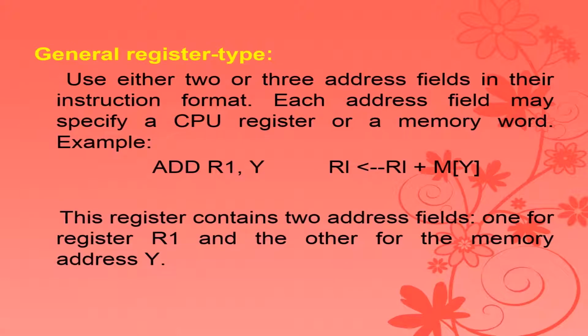General register type. General register types use either 2 or 3 address fields in their instruction format. Each address field may specify a CPU register or a memory word. For example, ADD R1, Y. This instruction means R1 plus M[Y] moves to R1. It contains 2 address fields, one for register 1 and the other for the memory address Y.